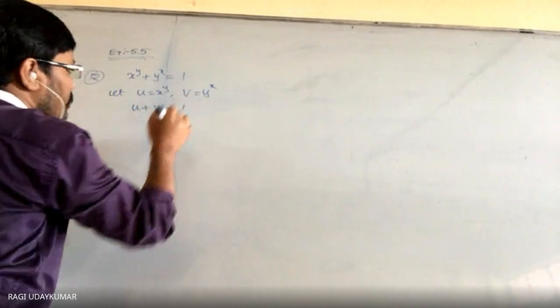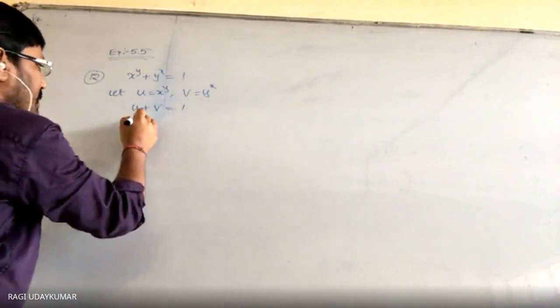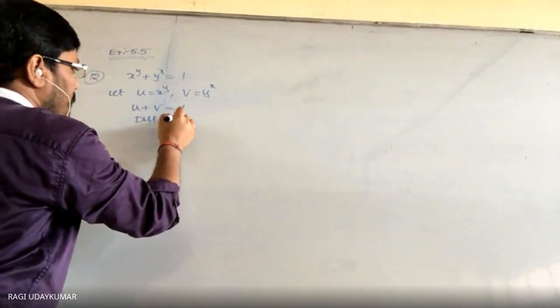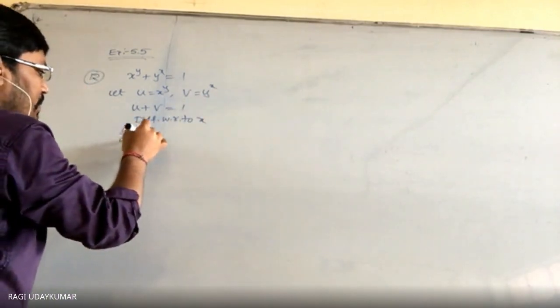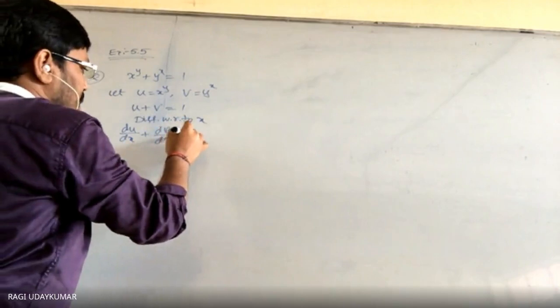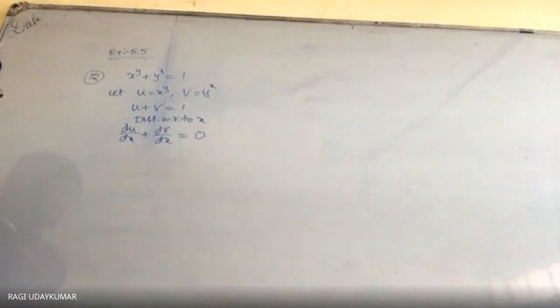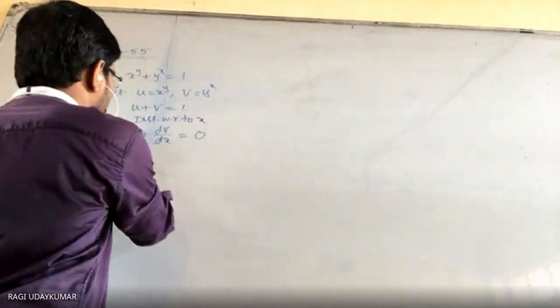u plus v is equals to 1. And differentiate with respect to x. So what do you get here? du by dx plus dv by dx is equals to 0. So this one you keep it in your mind.